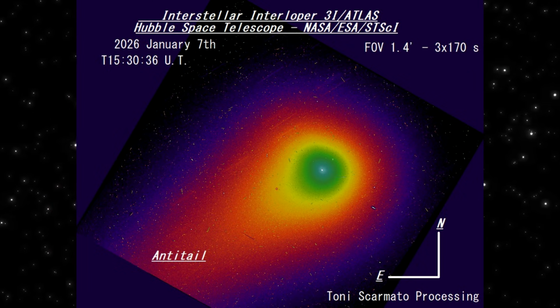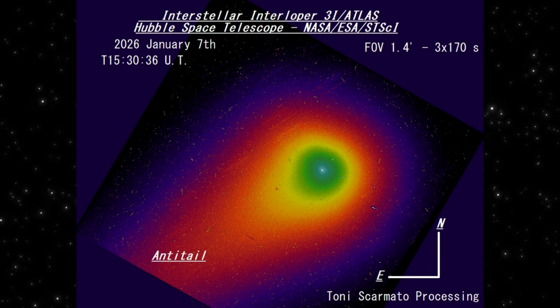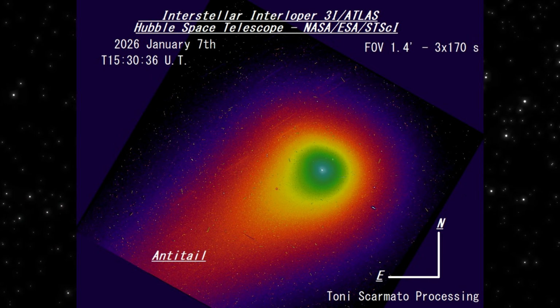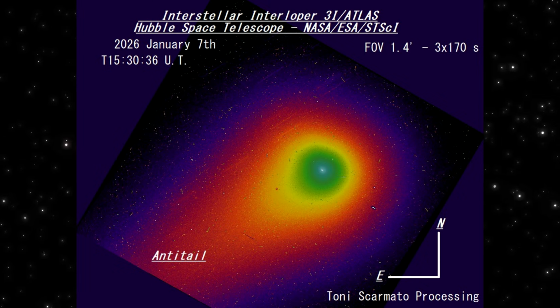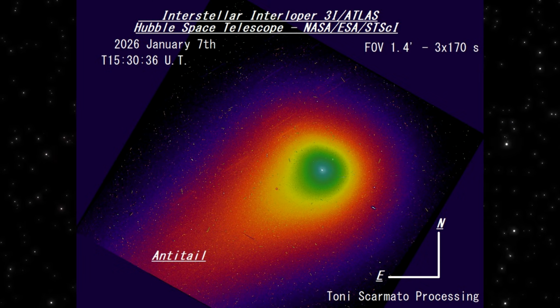And that structure isn't symmetrical. The coma is clearly lopsided, with one side denser and more active than the other. That asymmetry matters, because it tells us where material is being released and how it's evolving after perihelion.